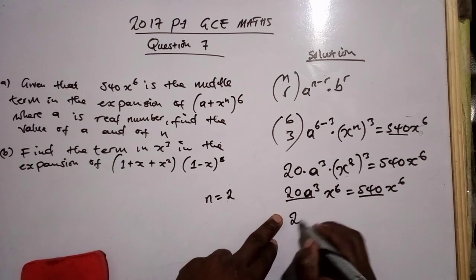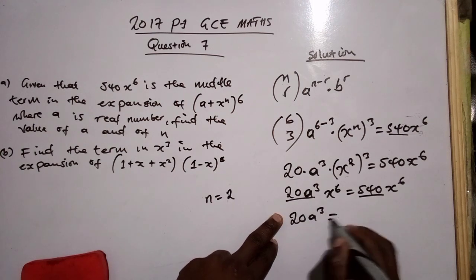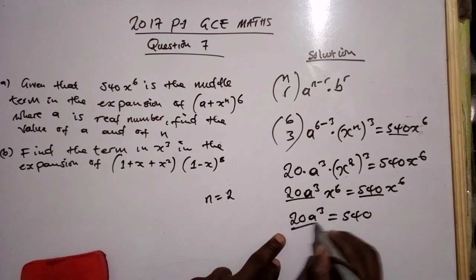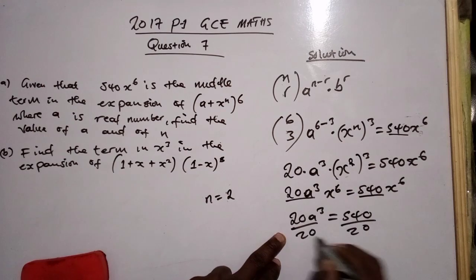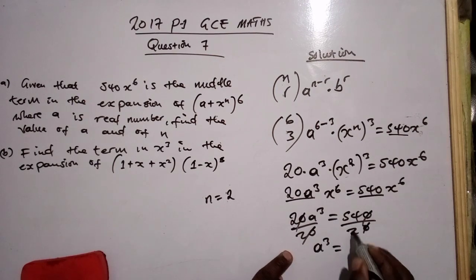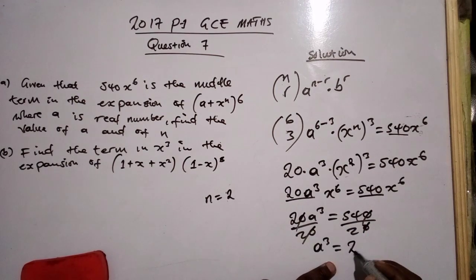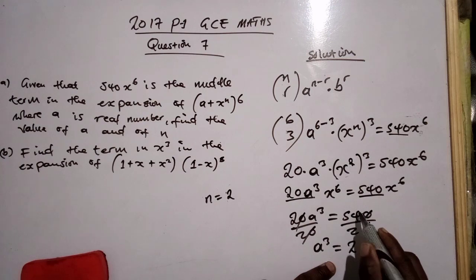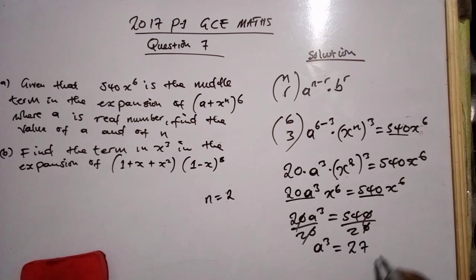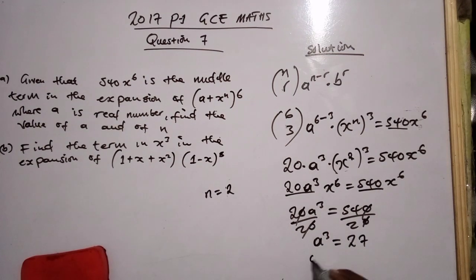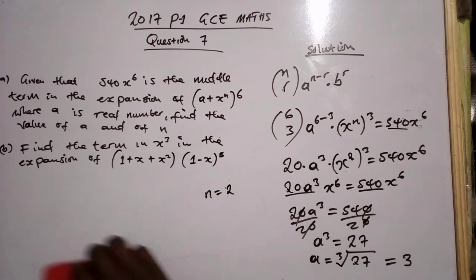So we're going to say 20 a power 3 should be equals to 540. Then you divide by 20 by 20, then a cubed will be equals to 27, so we say a equals the cube root of 27, which should be equals to 3, right?